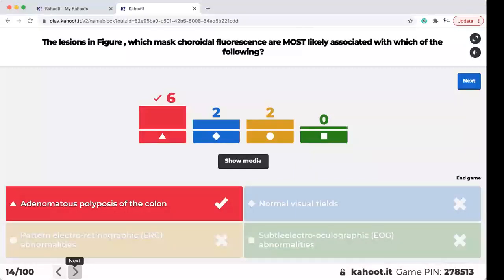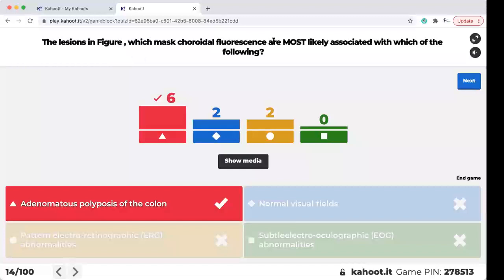Why is it very important to identify these lesions? Because these lesions can be associated with adenomatous polyposis of the colon, which can predispose to colon cancer. This is very important in order to save the patient's life. You have a responsibility to detect these lesions, specifically since in the real exam question it says that it masks the choroidal fluorescence.